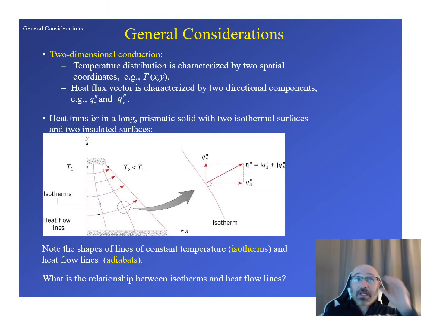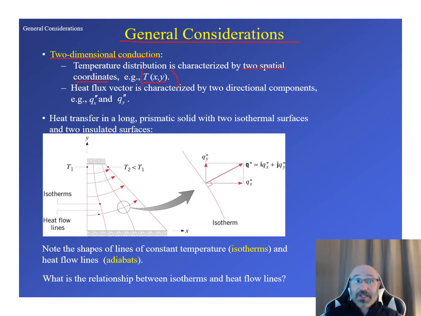So the first thing we want to take a look at here is some general considerations as we start Chapter 4. The first topic is two-dimensional conduction. In two-dimensional conduction, the temperature distribution is going to be characterized by two spatial coordinates. So we have T of x comma y, rather than just one that we've dealt with before in 1D. The simplest way to look at this is a Cartesian coordinate system, our standard x and y coordinate system. So that's where we have T of x comma y.